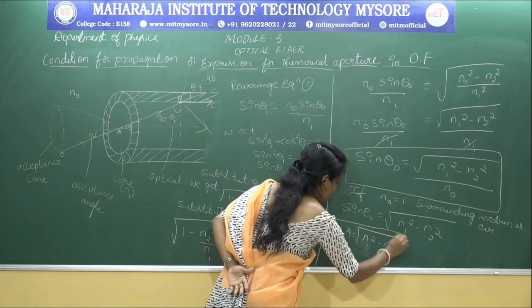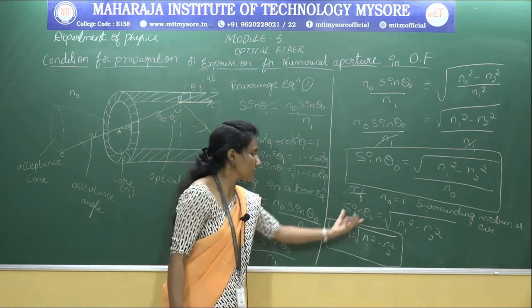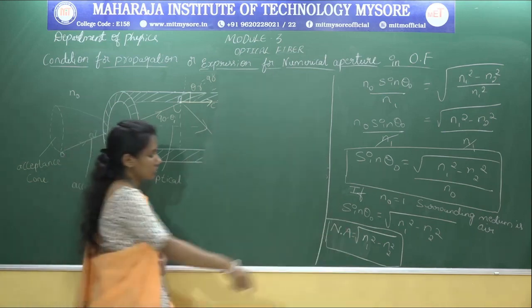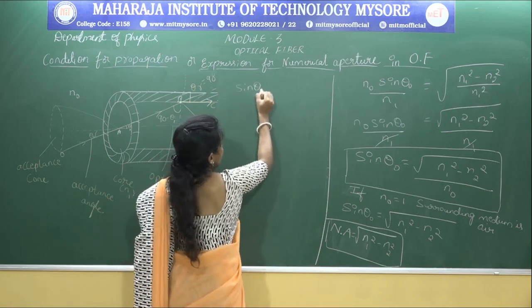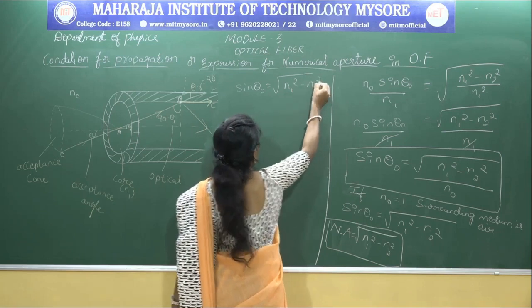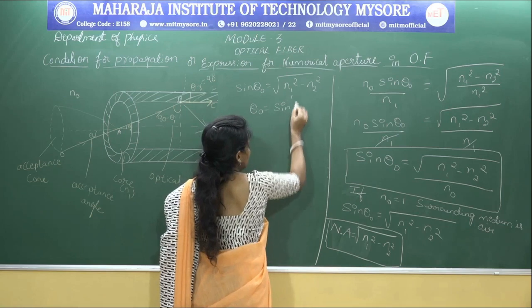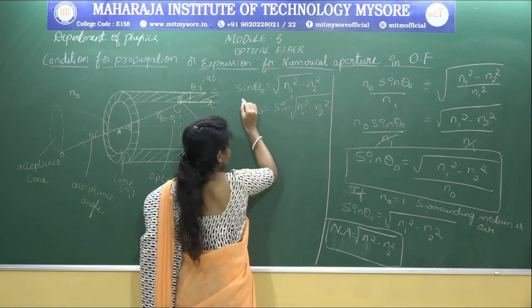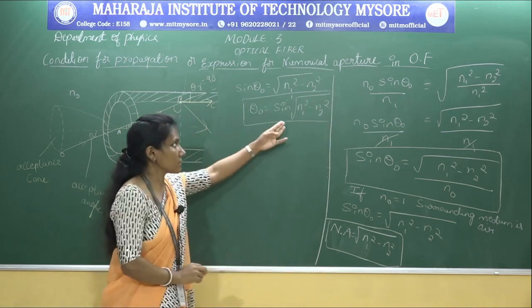We can also write this in terms of numerical aperture, where sin theta naught means the numerical aperture. So sin theta naught is equal to root of n1 square minus n2 square. Also, theta naught is equal to sin inverse of root of n1 square minus n2 square. So this is the acceptance angle.